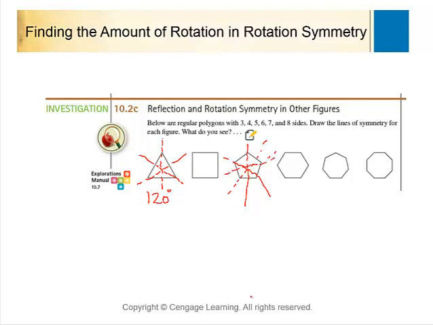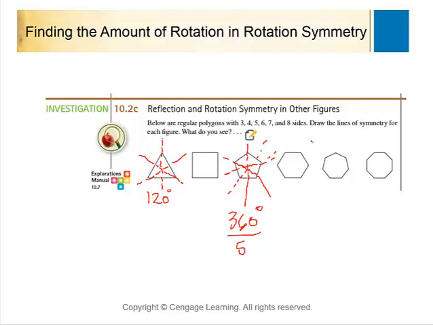Okay. And then as far as the rotational symmetry, I would rotate that. That has 1, 2, 3, 4, 5 sides. If I rotate it, whatever 360 divided by 5 is, that would be that type of rotational symmetry.